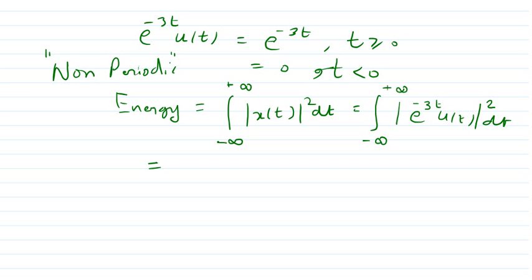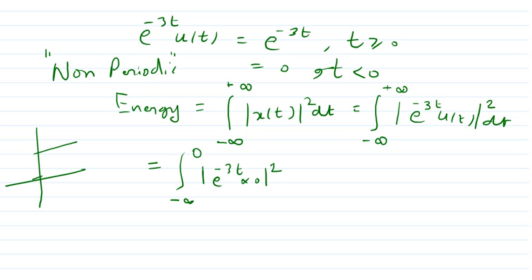So what is the property? From minus infinity to 0, this is e raised to the power minus 3t into 0. Why? Because u(t) is 0 for t less than 0. So for t less than 0, u(t) is 0, and for t greater than 0, u(t) is 1.